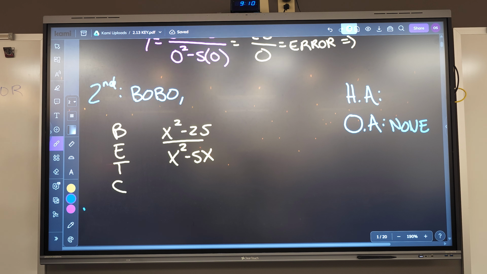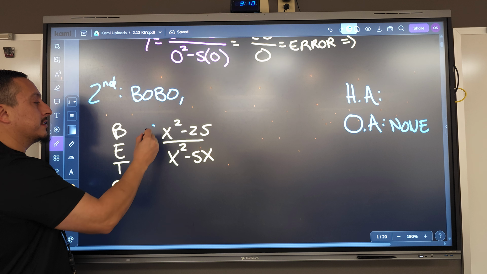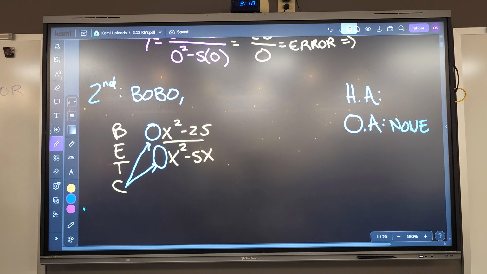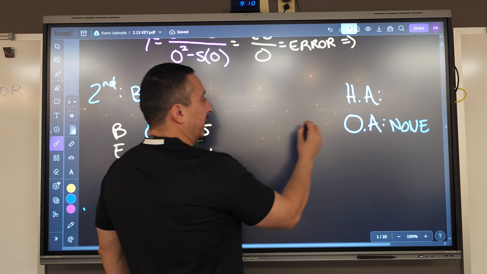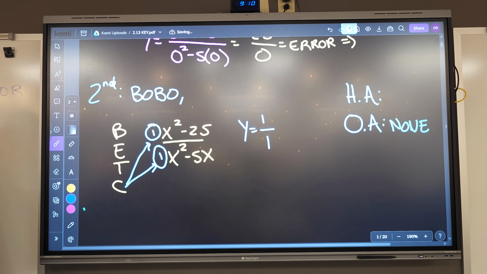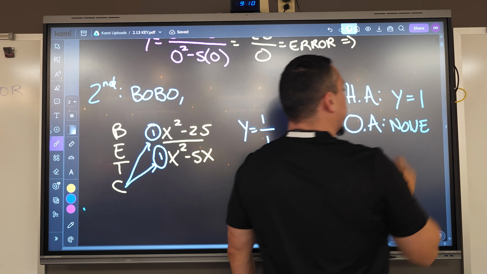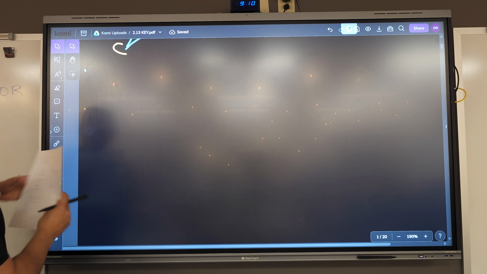Okay. The HA for Betsy is the coefficients. Remember, the coefficients are these two. More specifically, the leading coefficients. So they're both 1s. So my HA is going to be y equals 1 over 1, which is really just 1. So I have an HA at y equals 1. Is everybody good with that part? Yeah. Okay.